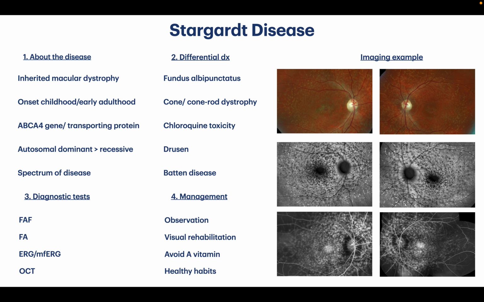On the right side of the screen, you may see a typical case of Stargardt disease with the blunting and pigmentary changes of the macula, the flecks, the black FAF findings, and the hyperfluorescence of the FA around the macula.